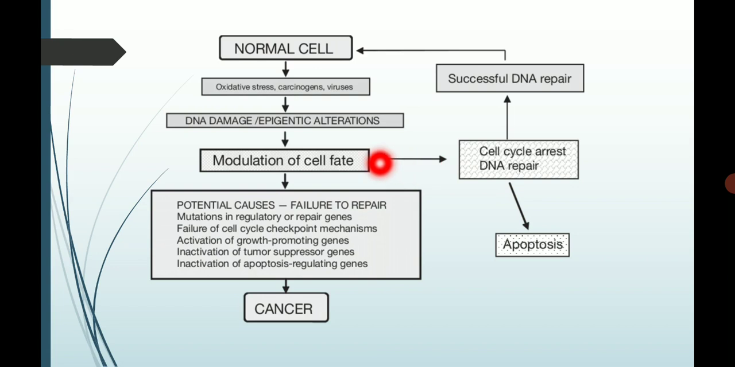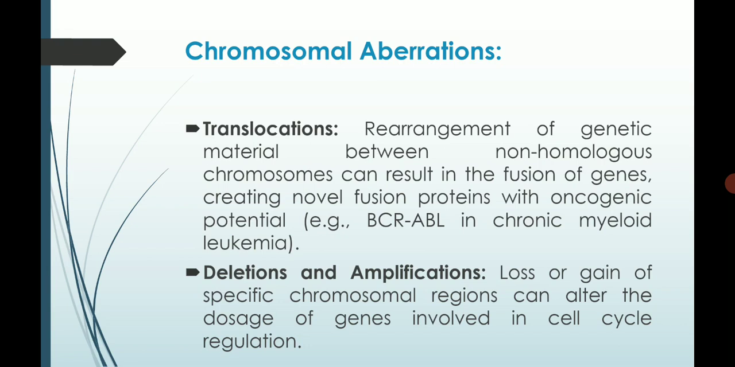So whichever cells are converted into cancer will be killed by our own body mechanism, which is called the immune mechanism, like apoptosis. Another kind of reason is chromosomal aberrations. Under chromosomal aberrations, there are various types of reasons listed here that convert normal genetic material into a mutated one. The first one is translocation. The second one is deletion and amplification.